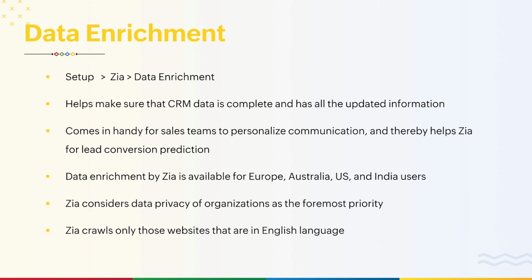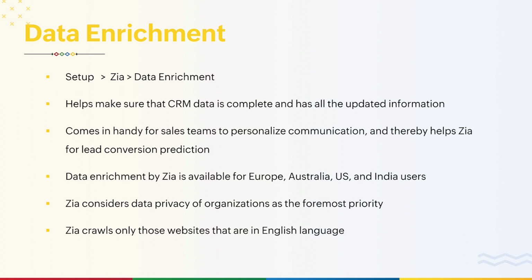Based on as little information as you give, such as name, company, or website of a record, Zia crawls pages and retrieves additional information about the record, such as company size, phone number, address, and other details. Now let's quickly take a look at how Zia enriches data for these specific modules.